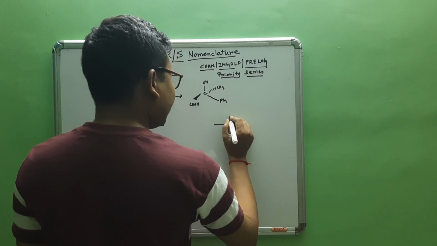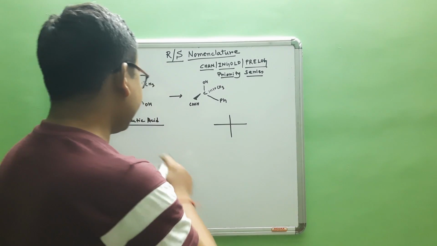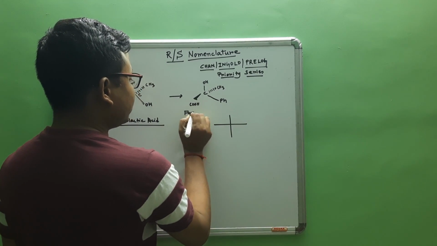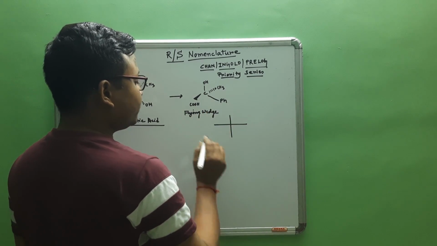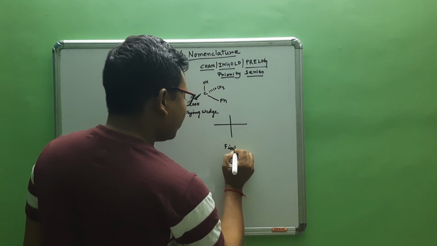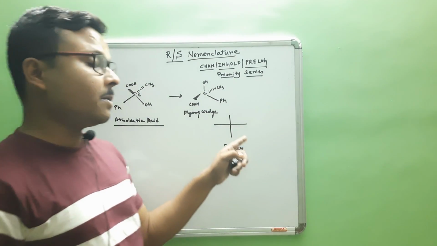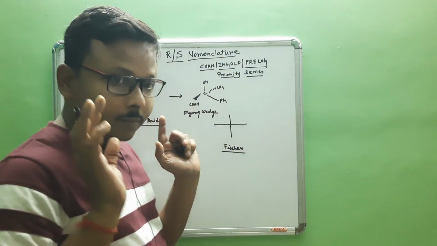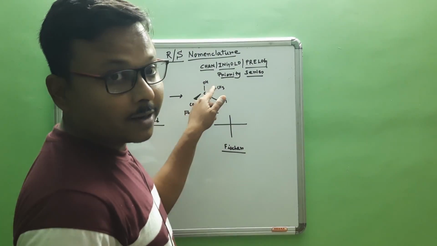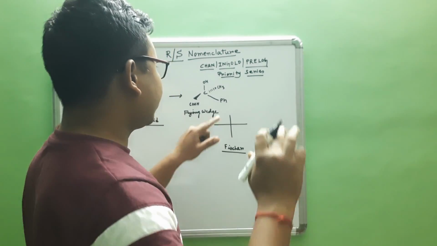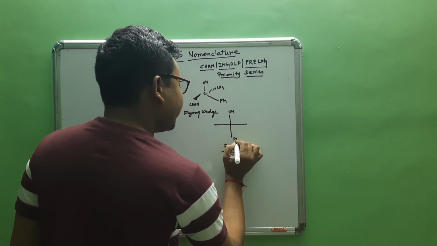Now the horizontal, now the vertical position in the Fischer. This is the flying wedge. ये है flying wedge. So flying wedge से हमको जब Fischer में जाएंगे, when we go to the Fischer projection from flying wedge, the vertical positions will be occupied by the groups present in the same plane as the chiral carbon, that is OH and phenyl. So this top position will be occupied by OH and this by phenyl.